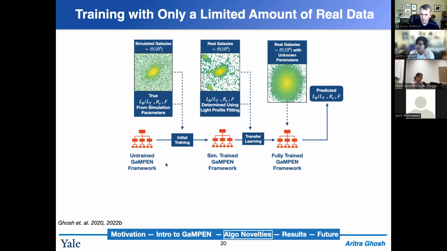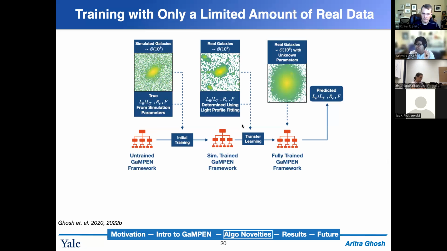So what we do is we first take an untrained GaMPEN framework. We first use simulated galaxies. And by simulations, I don't mean full hydrosims with radiative transfer. We are just making light profiles. Each light profile has two components, a disk and a bulge. Then we convolve these with real PSFs and add real noise, and we come up with these simulated galaxies. They're very cheap to make, so we can make as many of them as we like. And then we initially train this framework on these simulated galaxies.